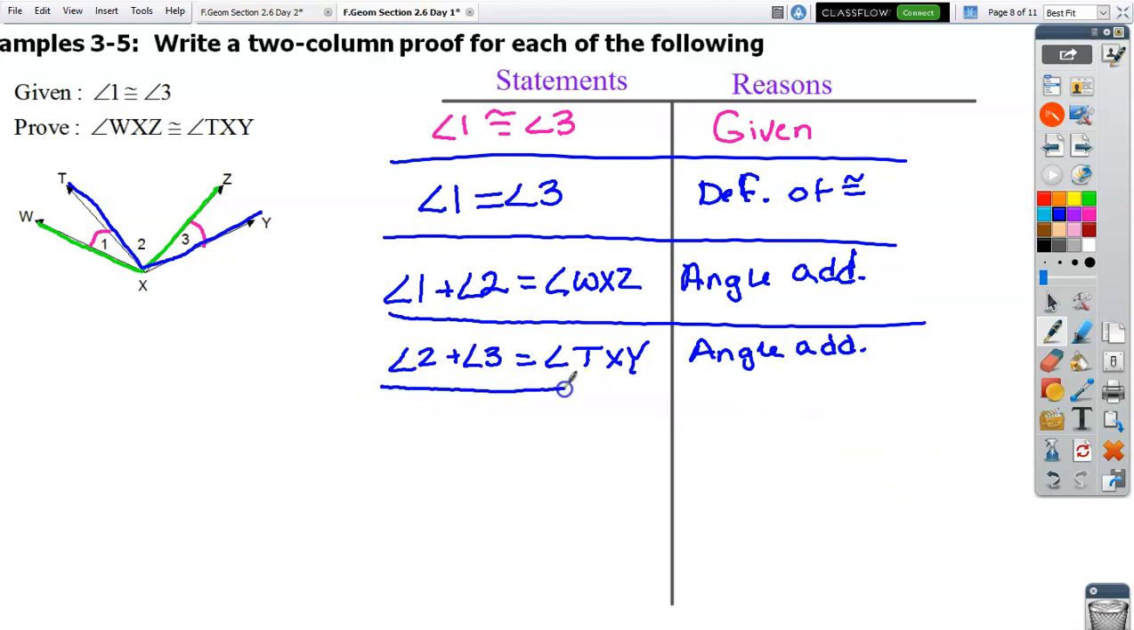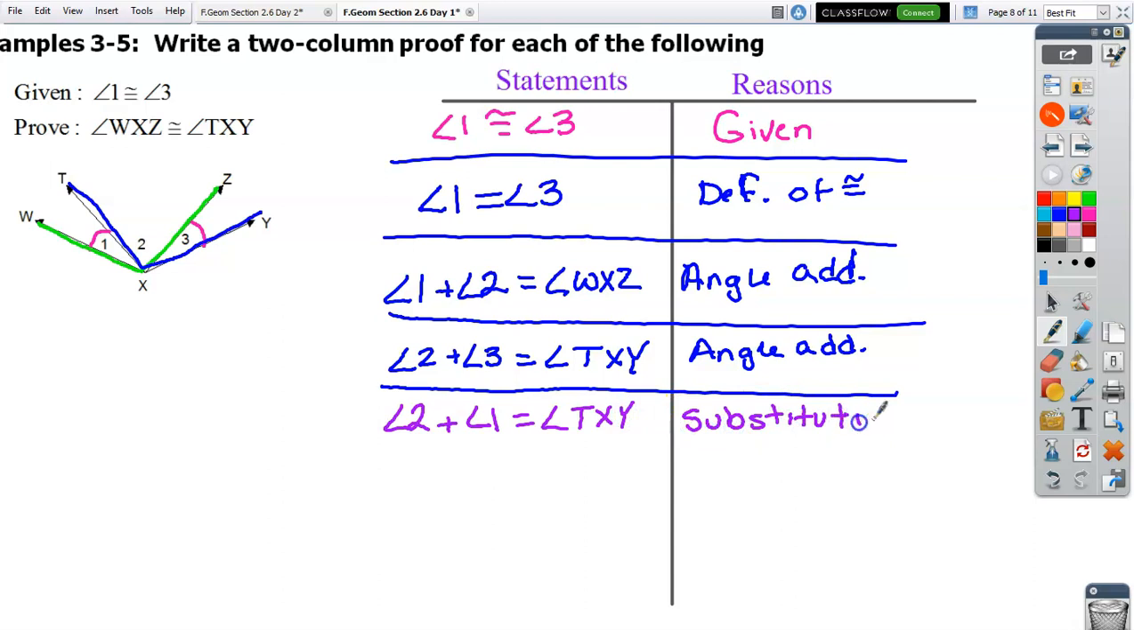Okay, now comes the fun part. I know that angle 1 and angle 3 are equal to each other. So instead of angle 3 here, I'm going to write angle 1. I'm just going to rewrite this, and I'm going to substitute in angle 1 for angle 3. That would be substitution. Because angle 1 and angle 3 are equal, so they're equal to the same thing. So if I substitute it, it does not change the value.